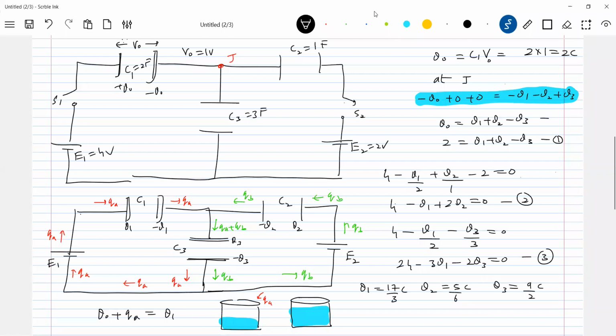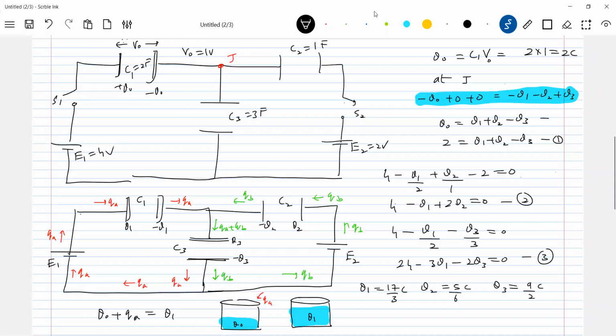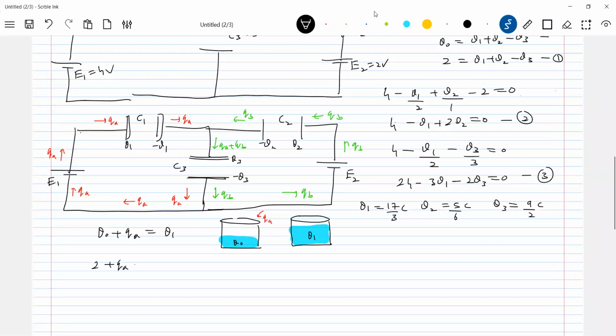There's no big concept involved, just common sense. You know there's some water there. If you pour additional water, the amount of water will increase. The same thing happens with the plate, you pick up any one plate, that is sufficient. So what is the value of QA? Q naught equal to 2 coulomb. This is 17 by 3. So QA equals 17 by 3 minus 2, that is 11 by 3 coulombs.